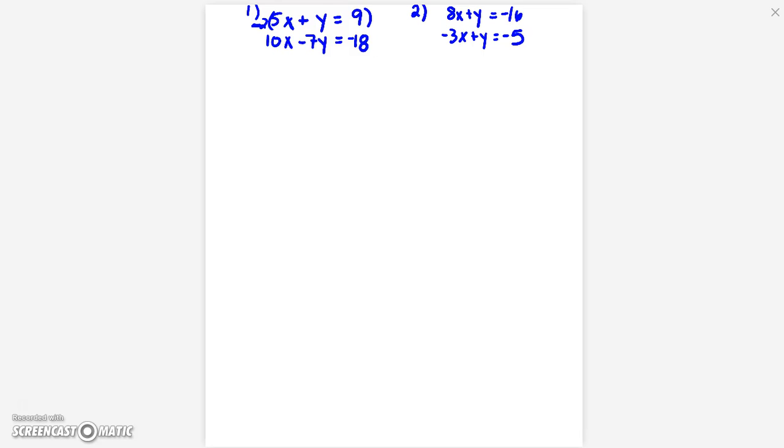Negative 2 times 5 is negative 10x. Don't forget the x, I forgot to say it. Negative 2 times positive y is negative 2y, a negative times a positive. Equals 9 times negative 2, negative 18. So see what happened when I multiplied 5x by negative 2? I got the opposite of positive 10x. I got negative 10x. So now those are going to cancel out. That's going to be 0.